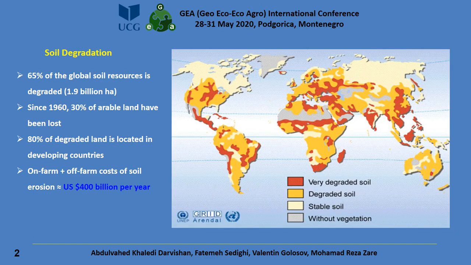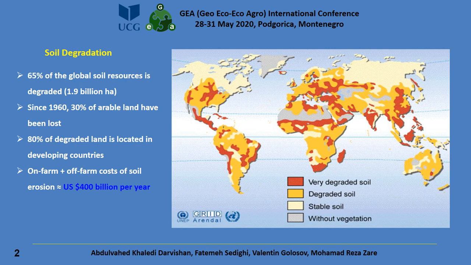You can see the land degradation map of the world. The degraded and very degraded lands together cover almost all the lands out of the polar zones, except some small patches. There are some tragic facts about this map. For example, 65% of the global soil resources is degraded. It's equal to 1.9 billion hectares in the world. Since 1960, 30% of arable lands have been lost, and 80% of degraded land is located in developing countries.